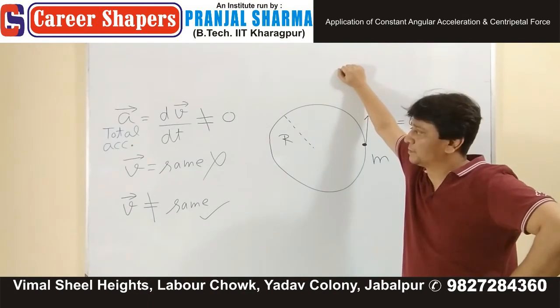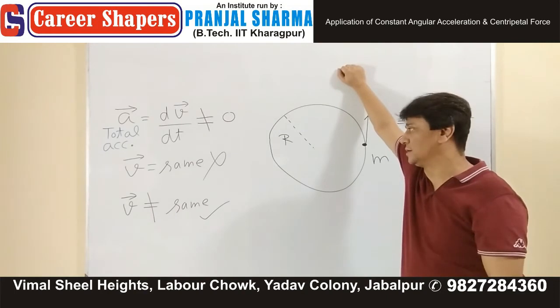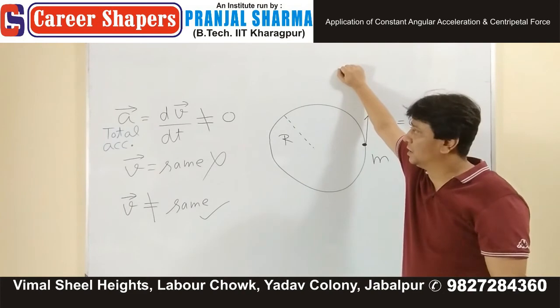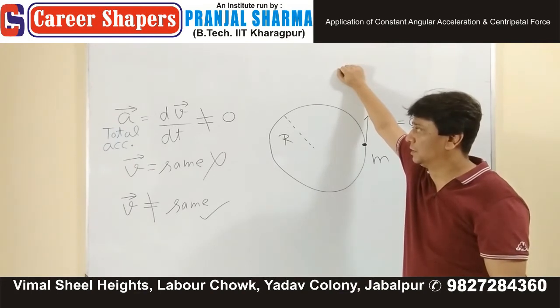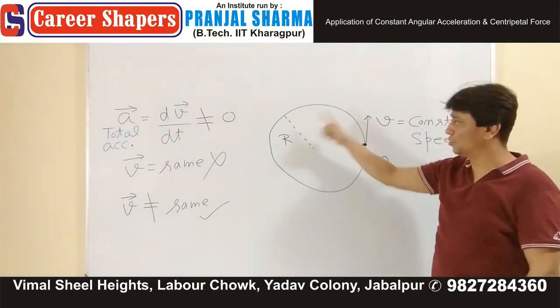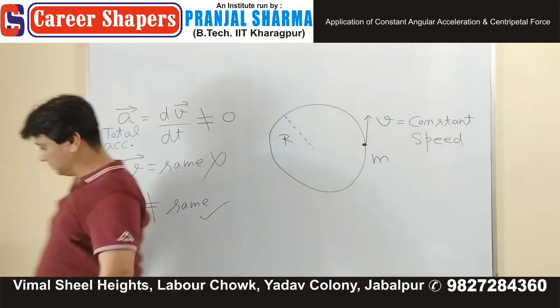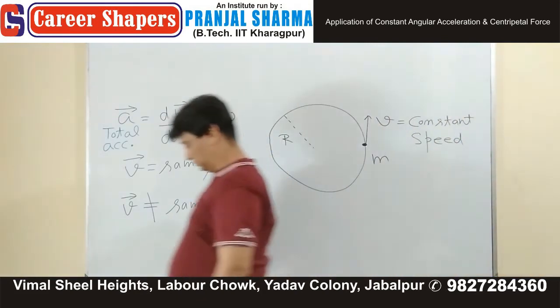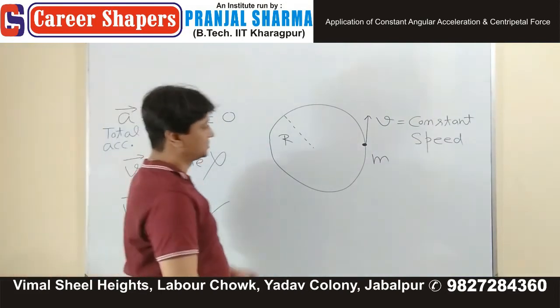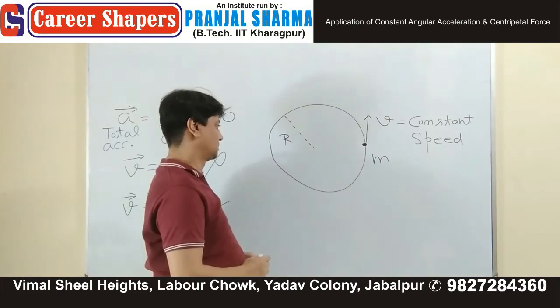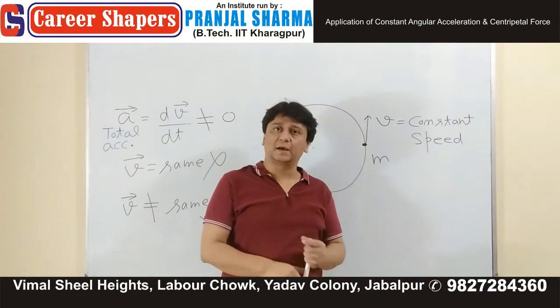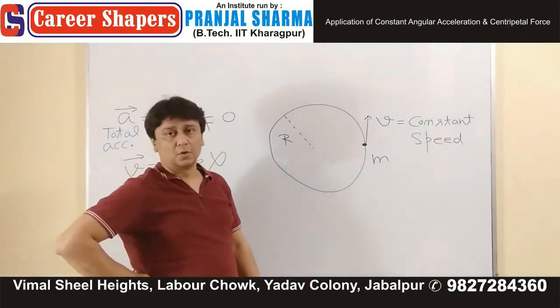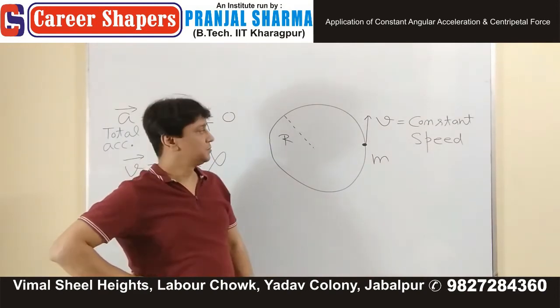Next line. In circular motion, remember, if speed of the object is constant, then tangential acceleration is zero, and only centripetal acceleration is present.